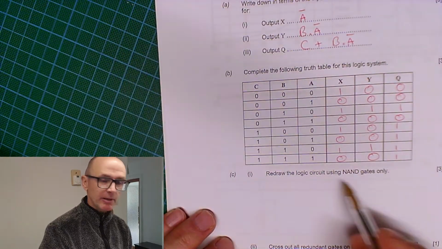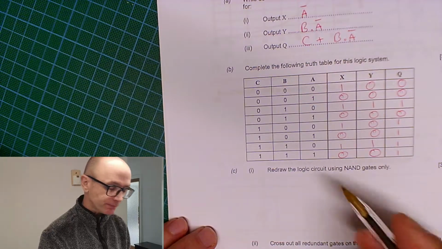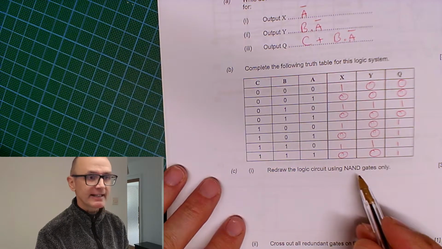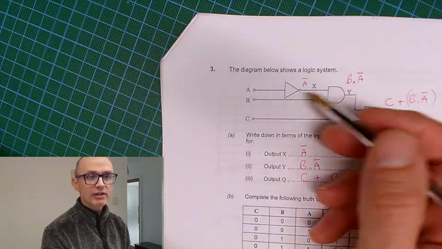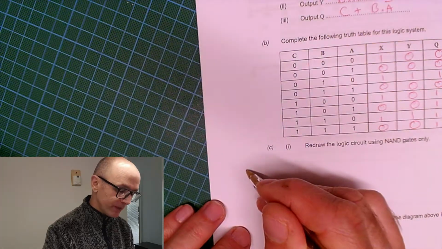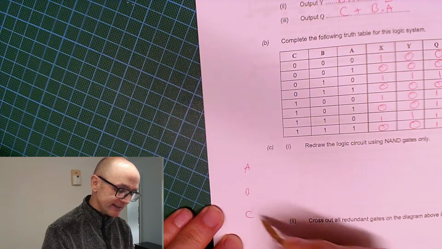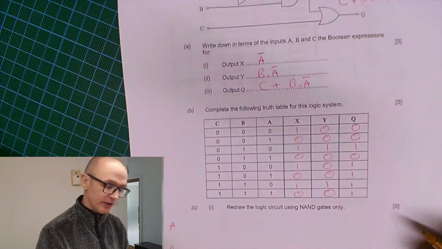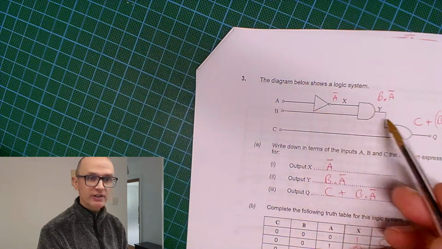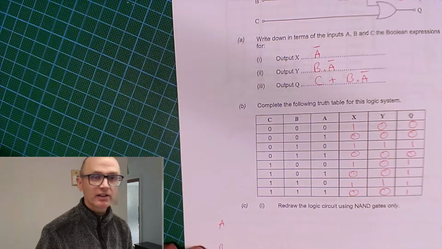There were a lot of people who got this next part wrong. So we should be able to redraw a logic circuit using only NAND gates. And so we need to redraw this. And it's got the inputs A, B, and C. And it's got the output Q, like so. And now we need to replace these gates with NAND gate equivalents.